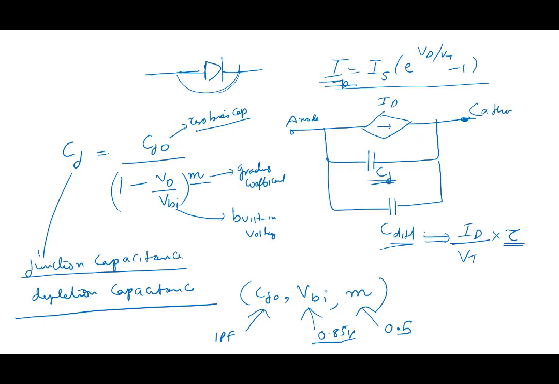We are not telling you where these equations are coming from. That's a part of a different course. But Id by Vt. What is Id? Id is this current here. This Id, current flowing here. Id by Vt into tau.